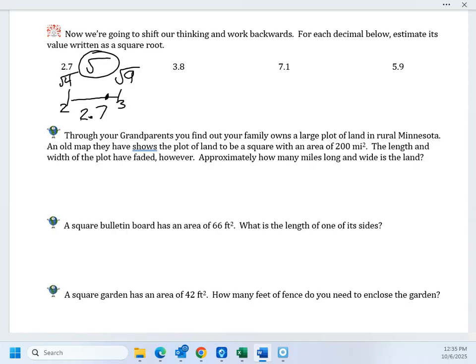What do you think, Joe? Square root of 8. Maybe the square root of 8. Because we know it's on the upper side of the half, so our number needs to be closer to 9. So we're just doing what we did on the first page, but we're doing it backwards.